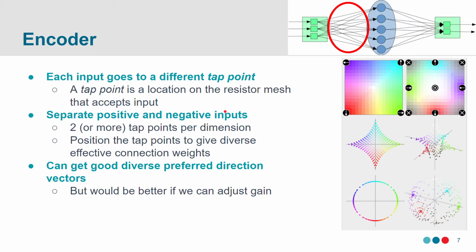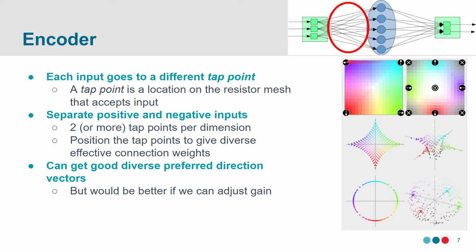Let's pick this out in a little bit more detail. So terminology: those points where we're feeding in input, we're going to refer to as tap points. So it's a location on the resistor mesh that we can feed input into. What we're drawing here is a particular resistor mesh. Each of these squares would be one particular neuron. We're feeding in inputs at the four corners in this particular case.